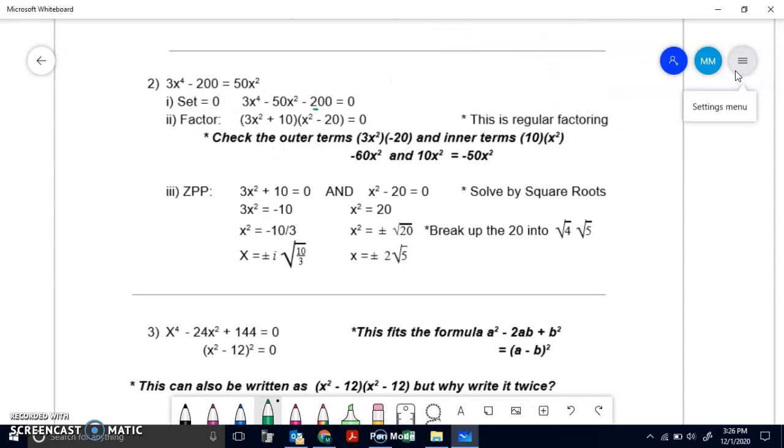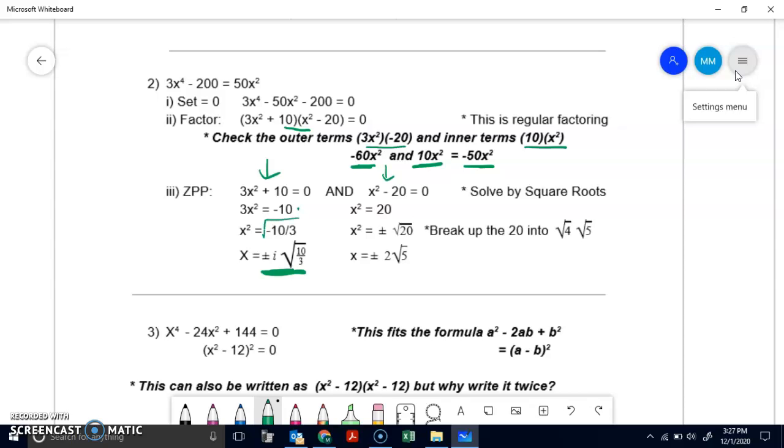So look for the factors of 200, in this case 20 and 10. Look at the outsides. The outsides make 3 and 20, or negative 60. The inside makes 10 times x squared, which is 10x squared. That, when you combine those like terms together, makes negative 50. So I know that it works. So we'll set, again, it's just solving by square roots.